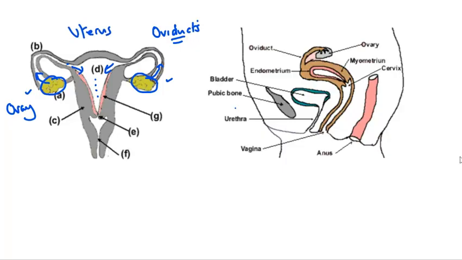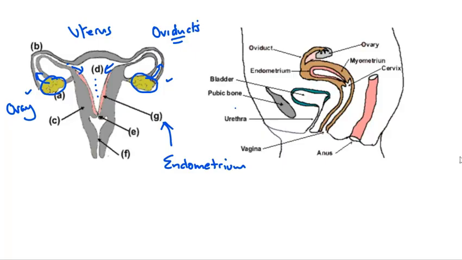And I've highlighted in the diagram that the uterus has a lining, which I've labeled here as G, and that's known as the endometrium. This is the lining of the uterus, which on a cyclic basis increases and decreases in its structure, which we would know as the menstrual cycle.